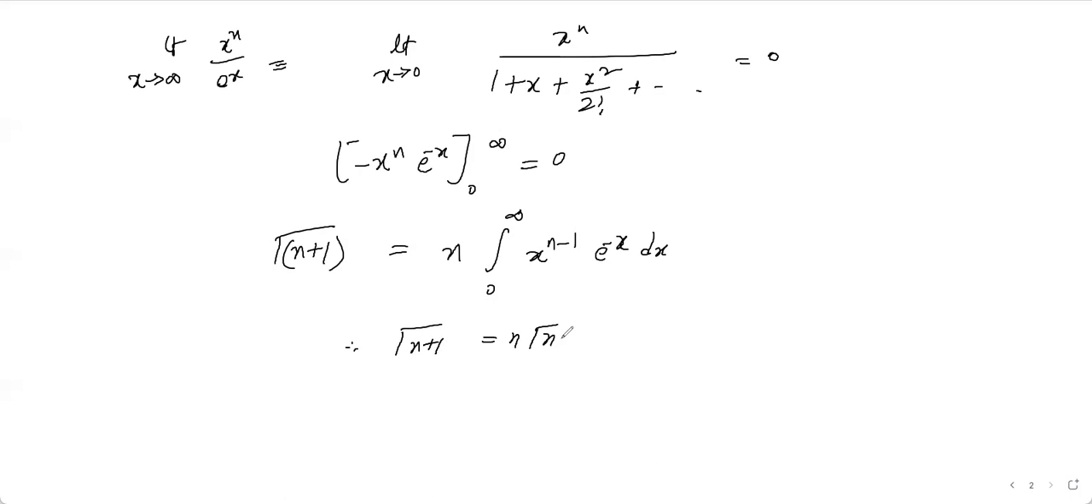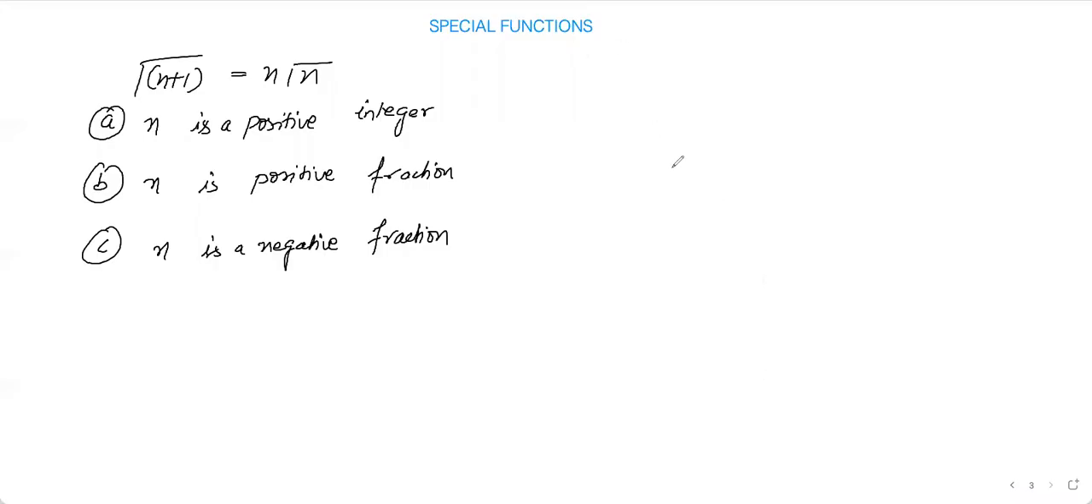Now let us discuss the cases when n is a positive integer, n is a positive fraction, and n is a negative fraction. Gamma n plus 1 is equal to n gamma n, where n is a positive integer, a positive fraction, or a negative fraction.